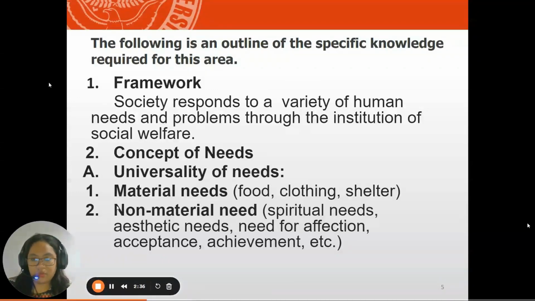Number one is framework. Society responds to a variety of human needs and problems through the institution of social welfare. Next is the concept of needs. Under the concept of needs, we have the universality of needs, and one is the material needs, which are food, clothing, and shelter. Then the non-material needs, which are the spiritual needs, aesthetic needs, need for affection, acceptance, and achievement, and many more.